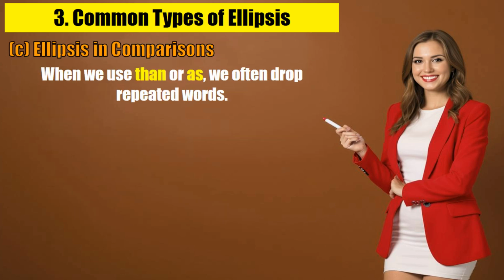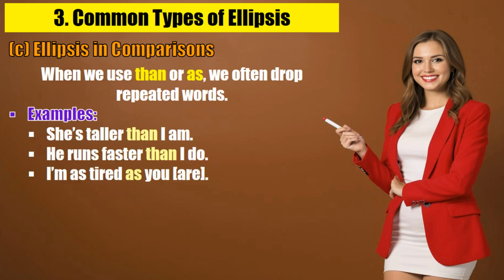C. Ellipsis in comparisons. When we use than or as, we often drop repeated words. Examples: She's taller than I am, meaning than I am tall. He runs faster than I do. I'm as tired as you are. See? Even in comparisons, English cuts what's not needed.